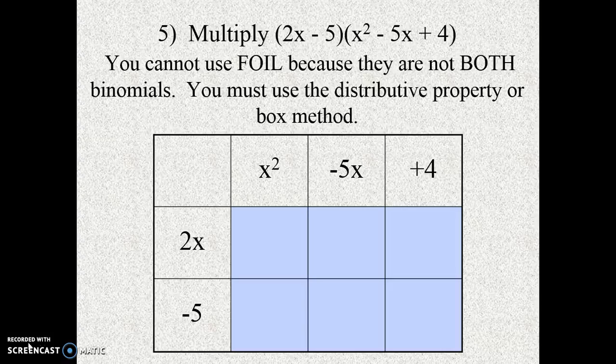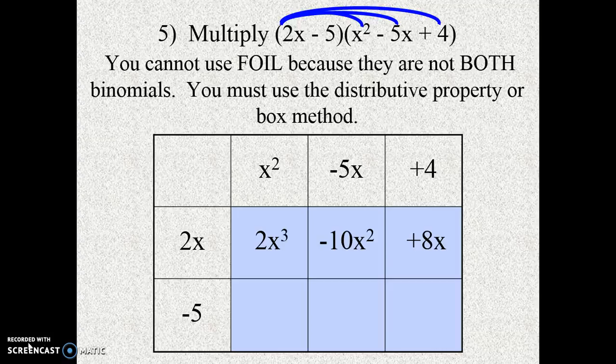Alright, so now multiply 2x times x squared gives you 2x cubed. 2x times negative 5x gives you negative 10x times x, which is x squared. 2x times 4 gives you 8x. Negative 5 times x squared, negative 5x squared. Negative 5 times negative 5x gives you 25x. Okay, so here it is multiplication. So negative times negative always gives you positive. So it is 25x. Negative 5 times 4 gives you negative 20.